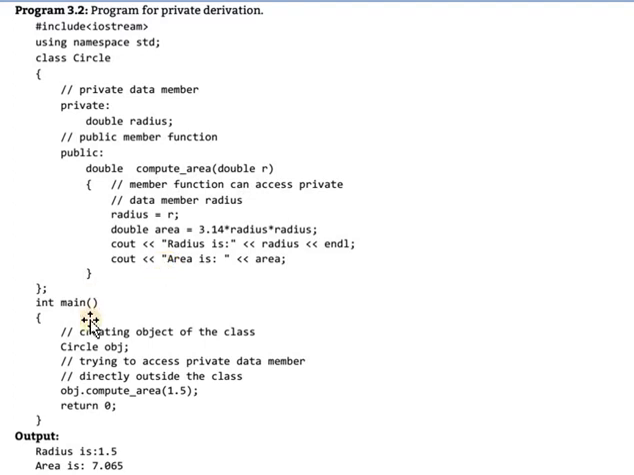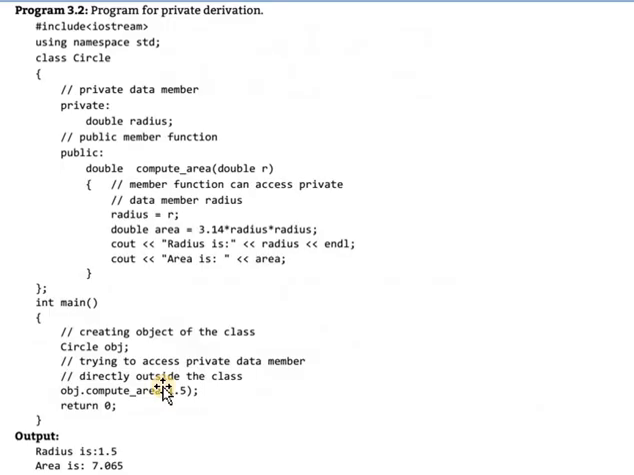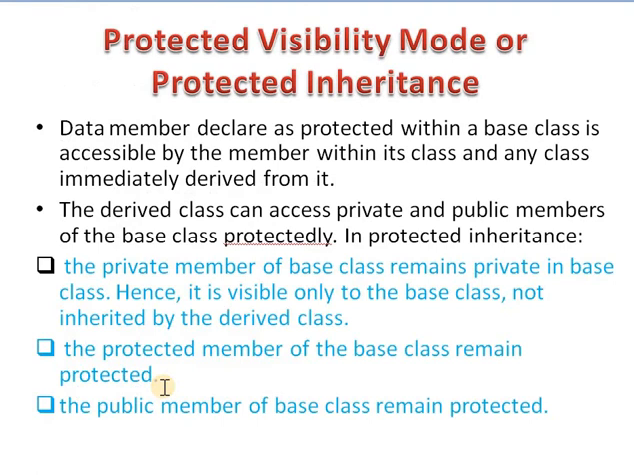Then within the main function, after creating the object, we are trying to access the private data member directly outside the class. How to access? By using the object name dot the function. This is the private derivation, and the last one is the protected visibility mode, or protected inheritance.